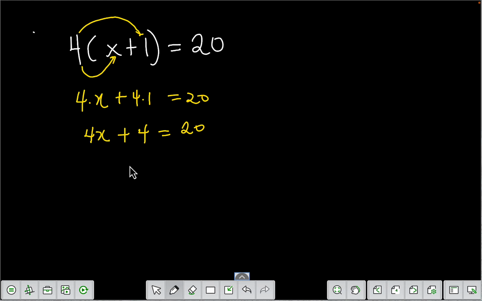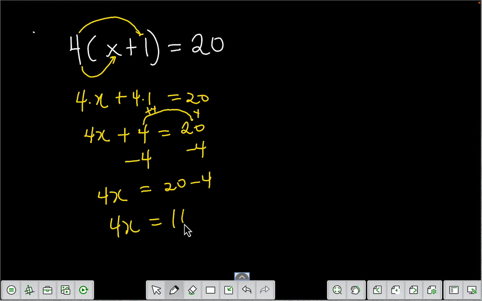And so we got to subtract 4 from both sides. This is the subtraction property of equality. Or you can also try as much as possible to transpose, move 4 from the left side of equality to the right side of equality. It is plus 4 here, so it will become minus 4 there. Simple. So that is going to give you 4x equals 20 minus 4, and that is 4x equals 16.